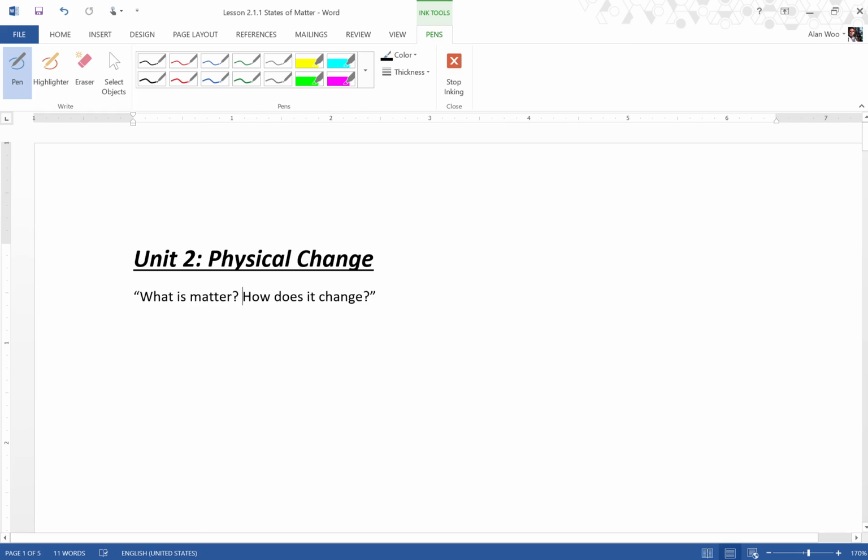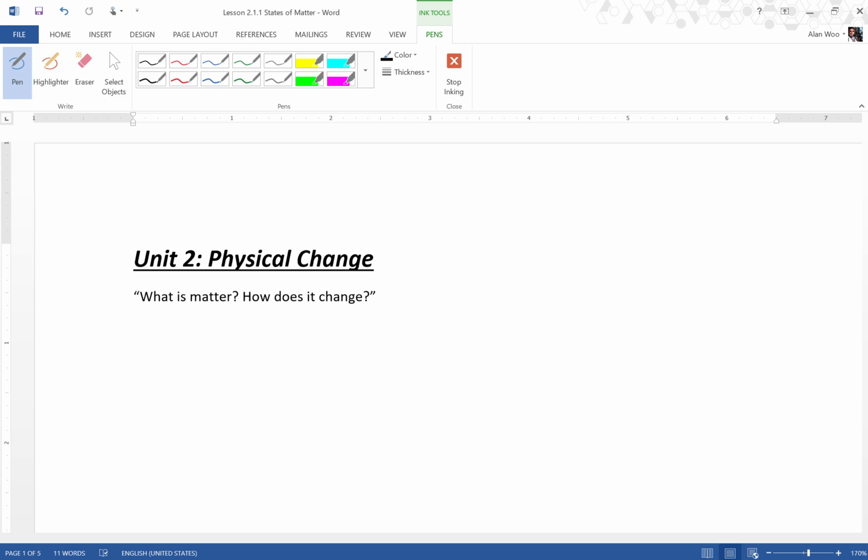Hi everyone, welcome to a new unit. This is Unit 2 called Physical Change. Now, this particular unit is very different from the one that we just did. There's less math, for one thing, and most of the concepts are more abstract. So you'll have to use your imaginations for a lot of things, but I'll do my best to try and draw as much as I can in terms of what we're looking at.